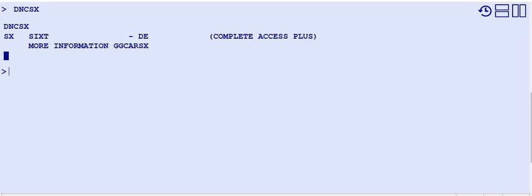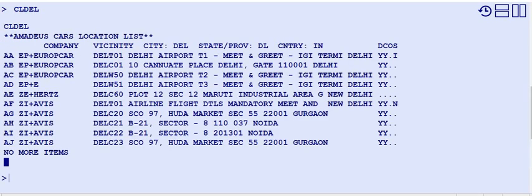So let us try to find what is the list of car companies available in a particular city, like in Delhi. So it's CL. CL stands for the list of car companies with their locations in a particular city like Delhi. So in Delhi we find this many car companies, not many are there. Europe Car is there, then Hertz is there, Avis is there, and their locations are given here.